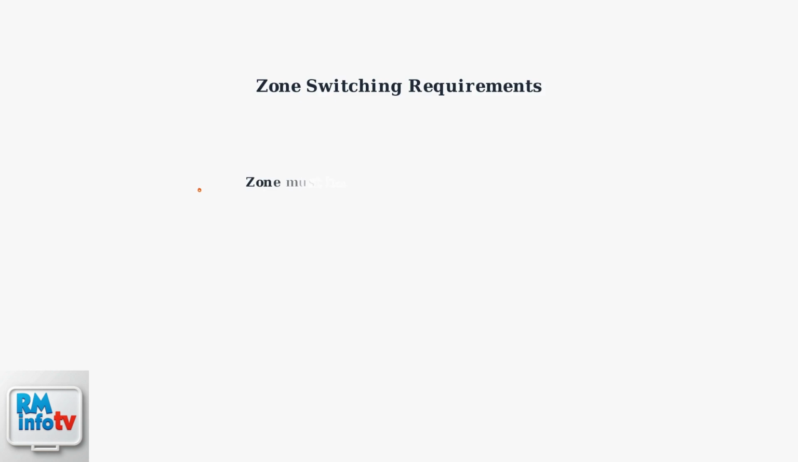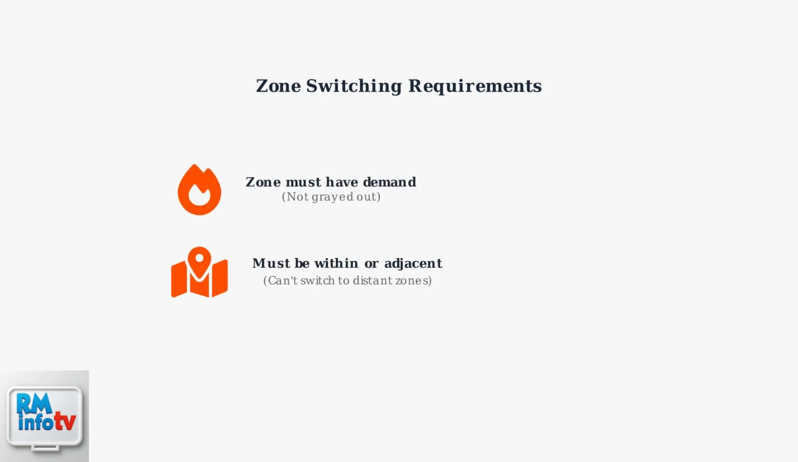There are important requirements to keep in mind when switching zones. The target zone must currently have demand, meaning it's not grayed out in the app. Additionally, you must be within or adjacent to the target zone. You can't switch to zones that are far away from your current location.